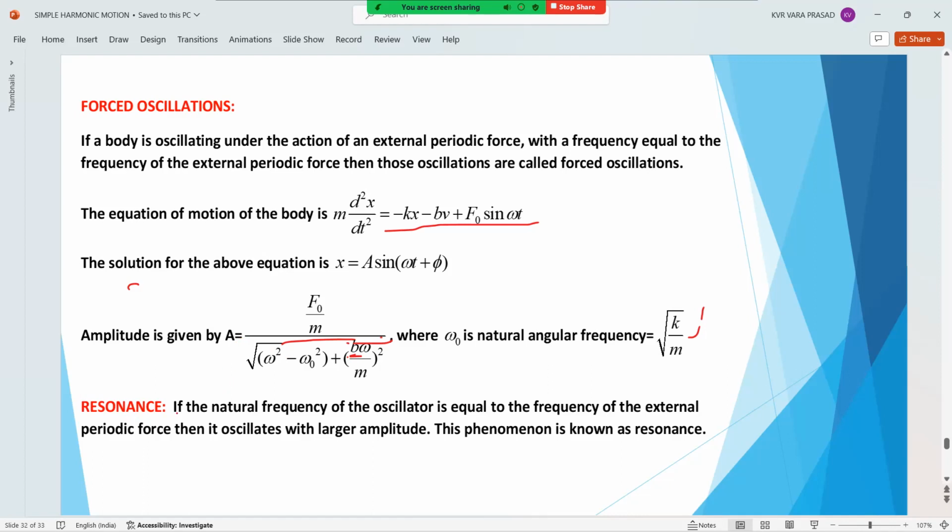See here sentence. If the natural frequency of the oscillator is equal to the frequency of the external periodic force, then it oscillates with a larger amplitude. And this phenomenon is known as resonance. So whenever frequency of the body and frequency of the periodic force are matching, it oscillates with a larger amplitude. This is what we call resonance. Okay. Now let us focus on problems basing on this.